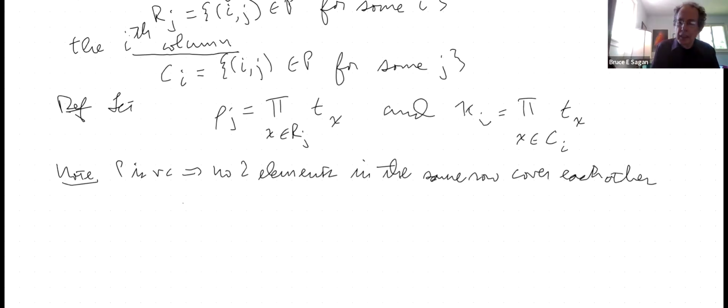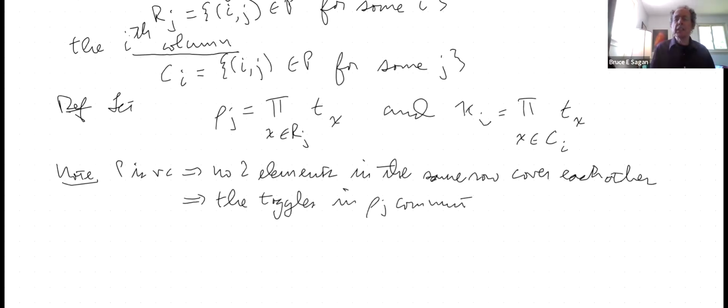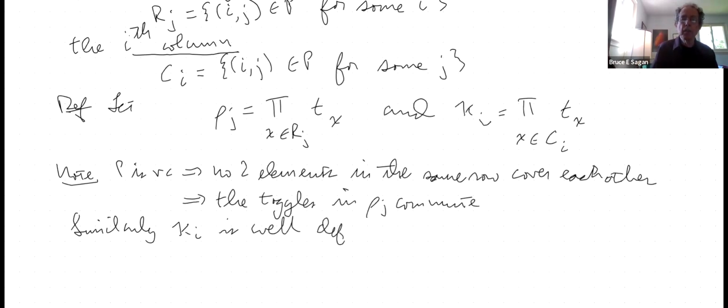This says that the toggles in row J all commute. So their order is immaterial. It doesn't matter which order we put them down in. They all commute together, and similarly, this is well defined. Similarly, kappa I. We don't need to specify an order because they are in fact commuting toggles, because no two cover each other.